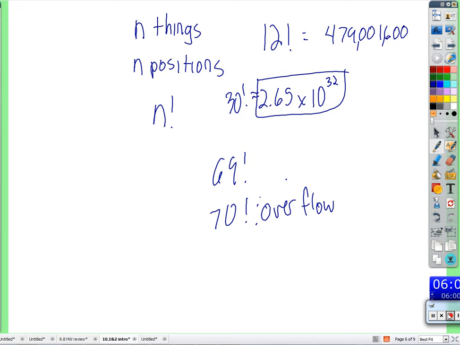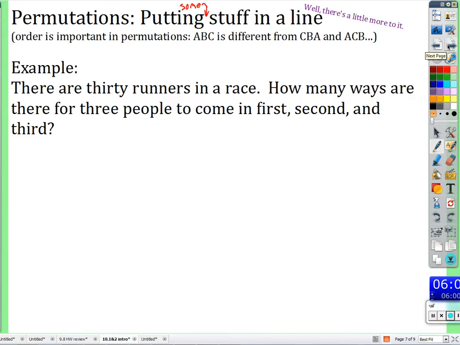Okay. So we have an idea what factorial means. Actually, we shouldn't just have an idea; we should know exactly what factorial means. It means multiply by every number that comes before that number. Okay? Next.